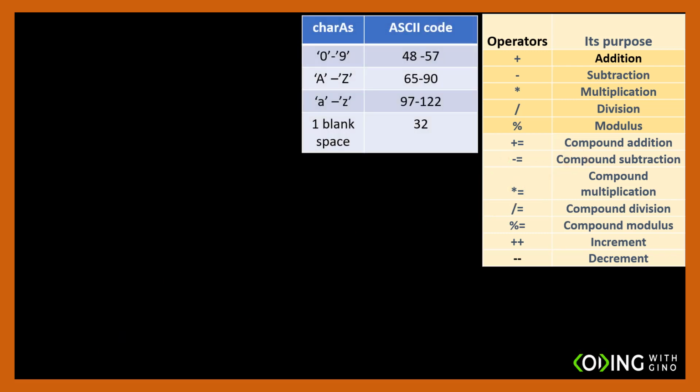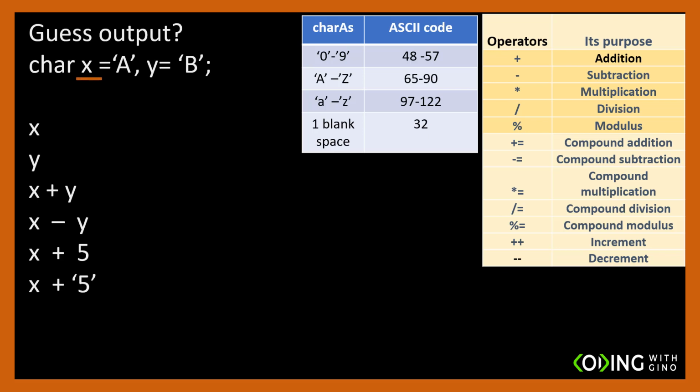Let's see how these 5 arithmetic operators work with the char data type. X is the letter A and Y is B. What happens when we print X? Very simple, we get A. How about Y? Nothing complex, we get B. Now comes the twist. What happens when you do x plus y? Can you add the letters A and B? You can't, right? In the programming world, you can.